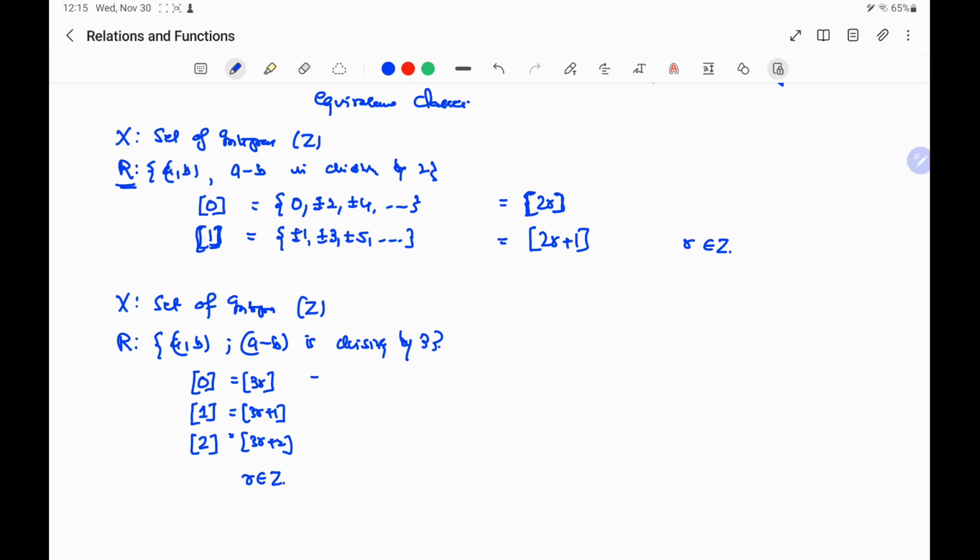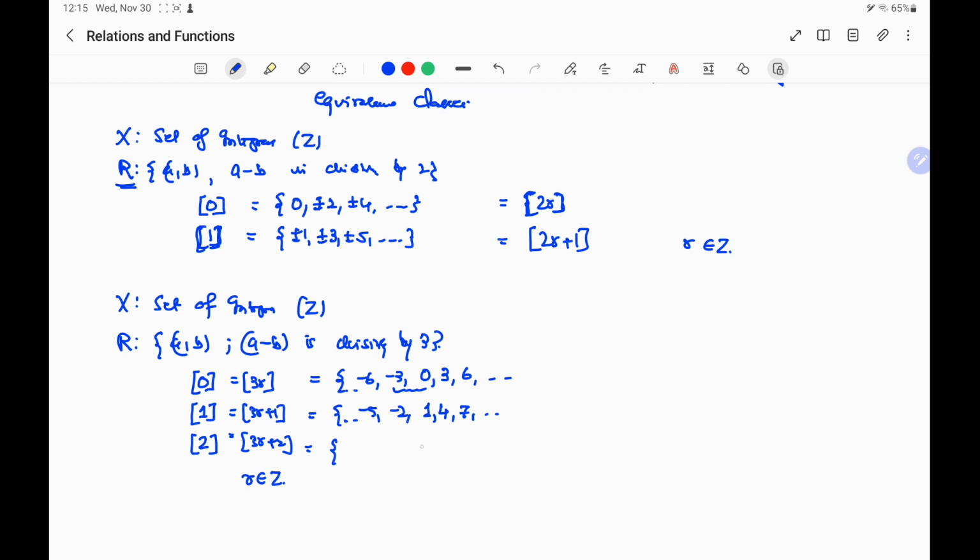We can write the elements as 0, then 3, 6, and so on, and minus 3, minus 6. So if we take two elements and take their difference, the difference will be divisible by 3. Similarly, if we take element 1, the next elements will be 4, then 7, and previous elements will be minus 2, minus 5, and so on.